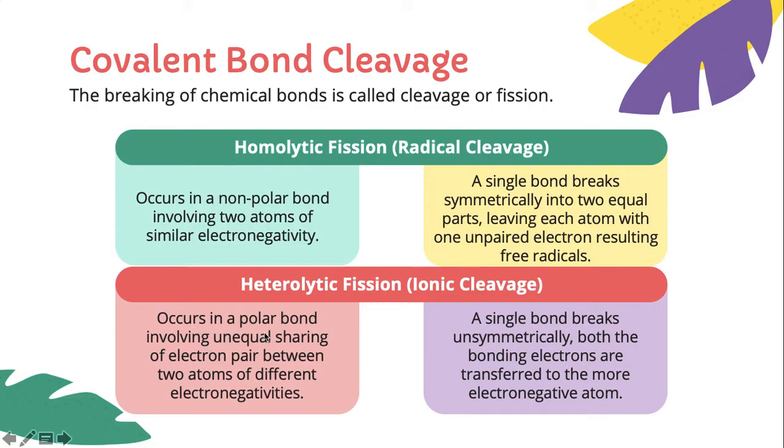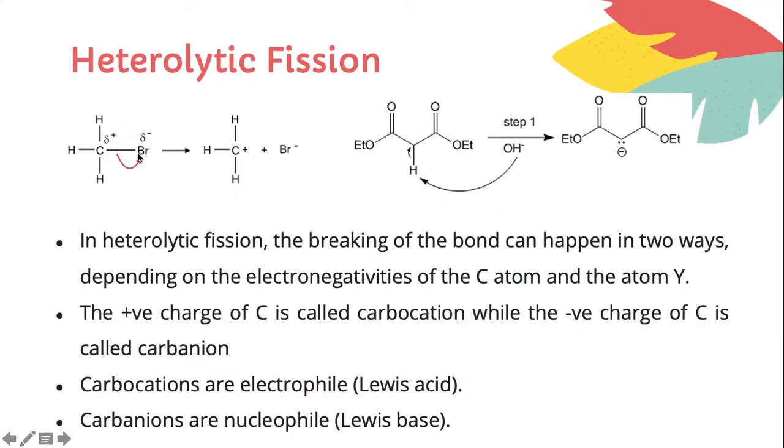occur in a polar bond involving unequal sharing of electrons between two atoms of different electronegativity, heterolytic fission. Both electrons are transferred to the more electronegative atom. So, with carbon and bromine, bromine is more electronegative, so the bond which consists of 2 electrons, both of these 2 electrons will be transferred to the more electronegative atom. Bromine is more negative than carbon. That's why it's labeled delta plus, delta minus, more negative, more positive. So both electrons go to bromine. So when they go to bromine, this carbon will be called carbocation, with a positive charge.